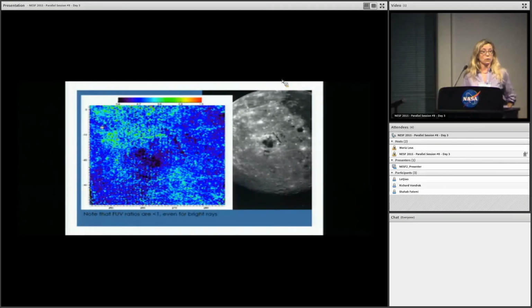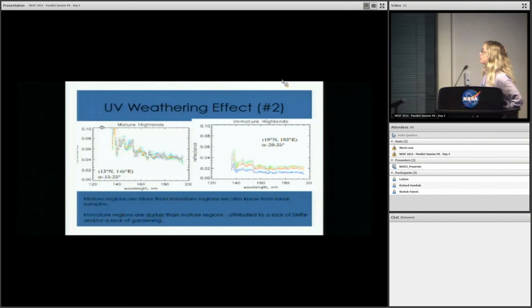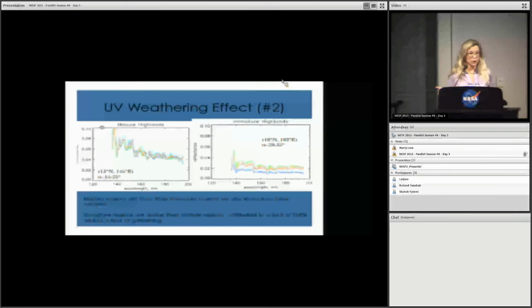Here's an example of this on the moon from LAMP. Here's a FUV ratio image of Oriental, where we can see that the bright ray adjacent to the basin is relatively red, whereas the mare in the interior of the basin is relatively blue. Note here that this red slope has a slope of about 1, so it's still not really red, but it's less blue than the mare region interior. So that first FUV weathering effect was that things get bluer.